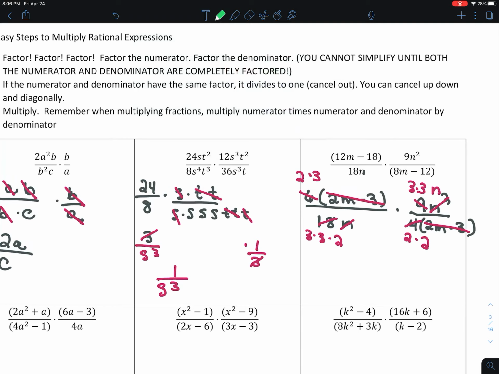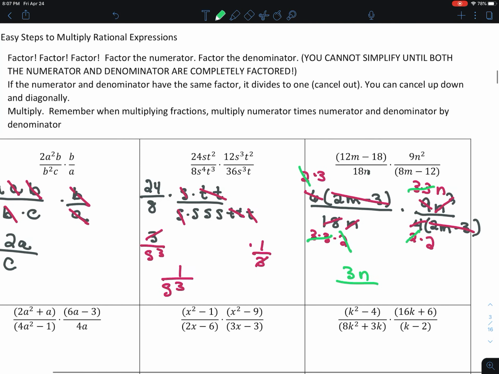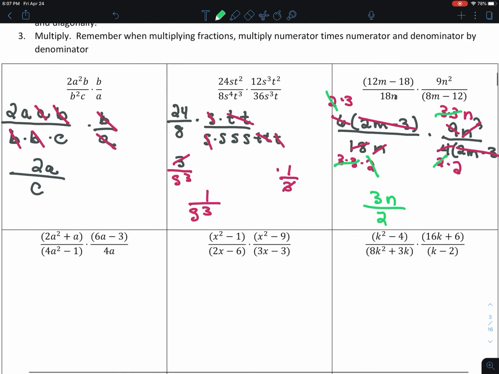Let me get a different color here. This 2 will cancel with that 2. These 2 3's cancel with that 3. And what am I left with? Actually, I canceled that 2. What am I left with? I'm left with 3n over 2. Okay? Let's just do another example.